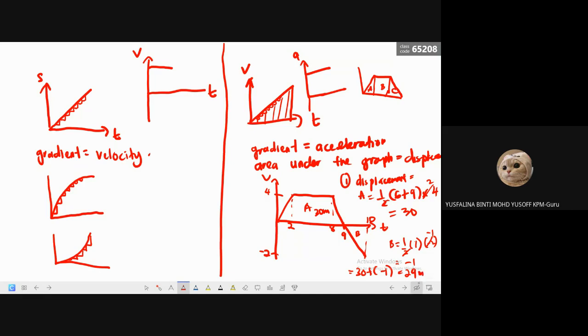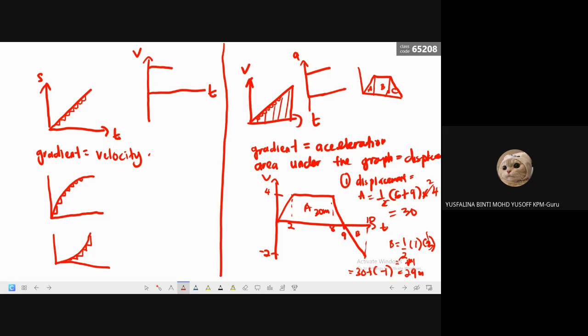But let's say they ask you about the distance. For the distance, you just ignore the negative. So you don't put the negative here. The trapezium doesn't have a problem because it's on the positive side. So half times 2 times 1, just ignoring the negative sign. So we get 1. So now 30 plus 1, 31. See, there's a different answer. So you need to know what the question is actually asking, displacement or distance.